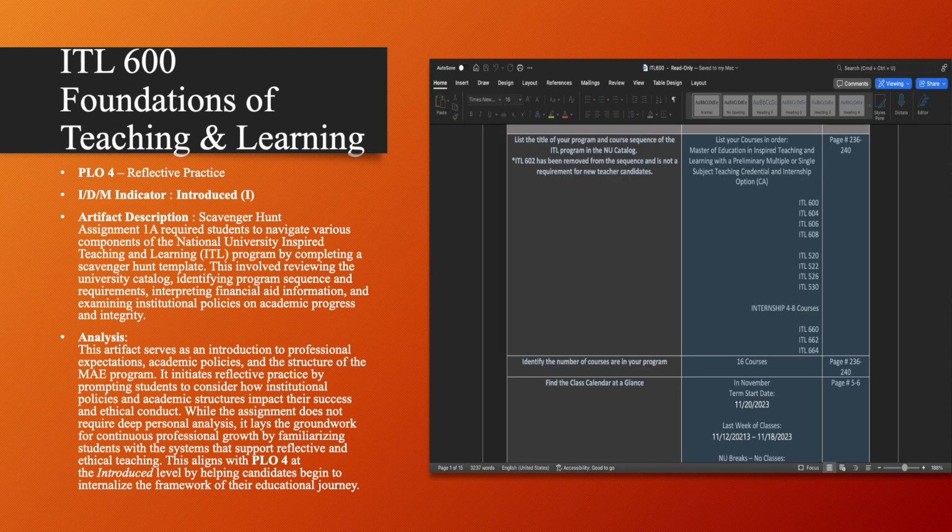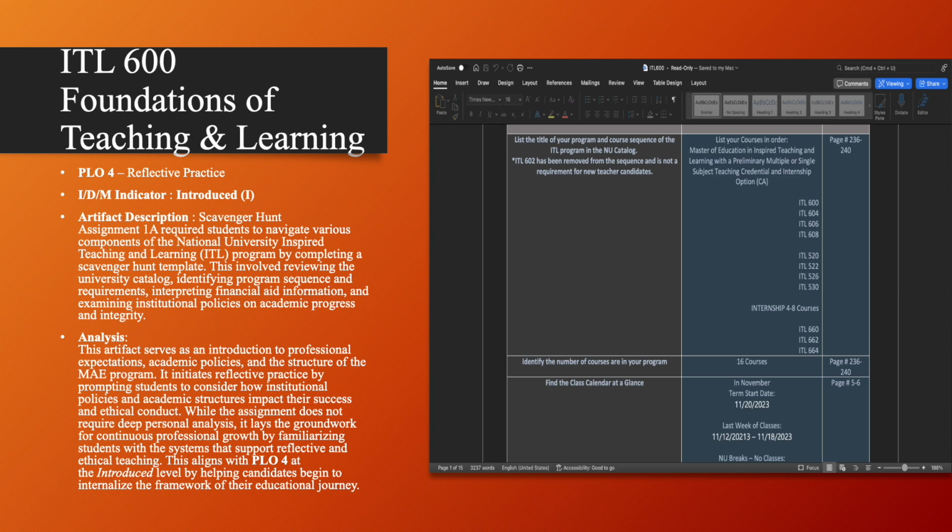The next artifact we're going to go over comes from ITL 600, and that artifact is a scavenger hunt. This assignment was required for students to navigate various components of National University's Inspired Teaching and Learning program. By completing a scavenger hunt template, this involved reviewing the university catalog, identifying program sequence and requirements, interpreting financial aid information, and examining institutional policies on academic progress and integrity.